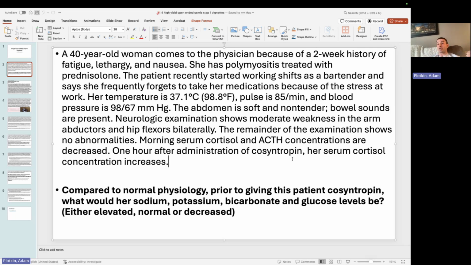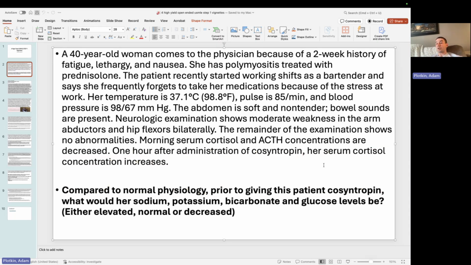Because in primary adrenal insufficiency, her cortisol would be low, there would be less or no negative feedback to the anterior pituitary, and their ACTH should be pretty high, right? Sky freaking high. So that keys me in. But then we give her cosyntropin. We give this patient the ACTH that they've been missing, and all of a sudden her cortisol increases, right?